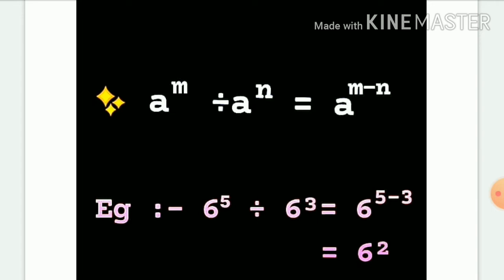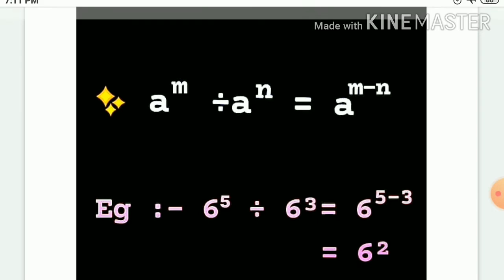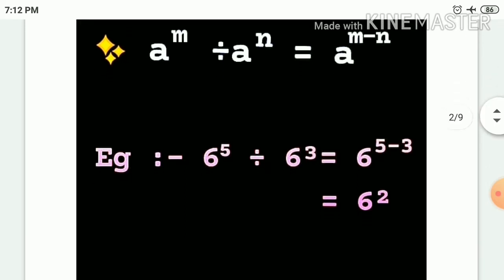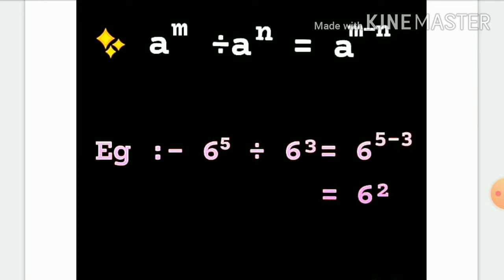So A raised to M divided by A raised to N gives A raised to M minus N. For multiplication, we get A raised to M plus N, and for division, we get A raised to M minus N. So A raised to M divided by A raised to N equals A raised to M minus N. Let us see with numbers: 6 raised to 5 divided by 6 raised to 3. The bases are the same, but the indices are different.